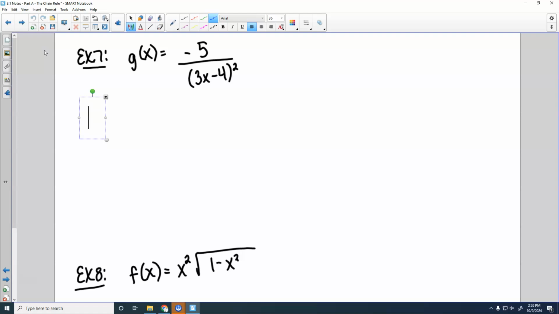Okay? This can be done one of two ways. You can do a quotient rule. But if you do a quotient rule, it's going to be a quotient rule with a chain rule involved, because 3x minus 4 to the second is going to require a chain rule. I would not do that. I would use negative exponents. I would make this negative 5 times 3x minus 4 to the negative 2 power.